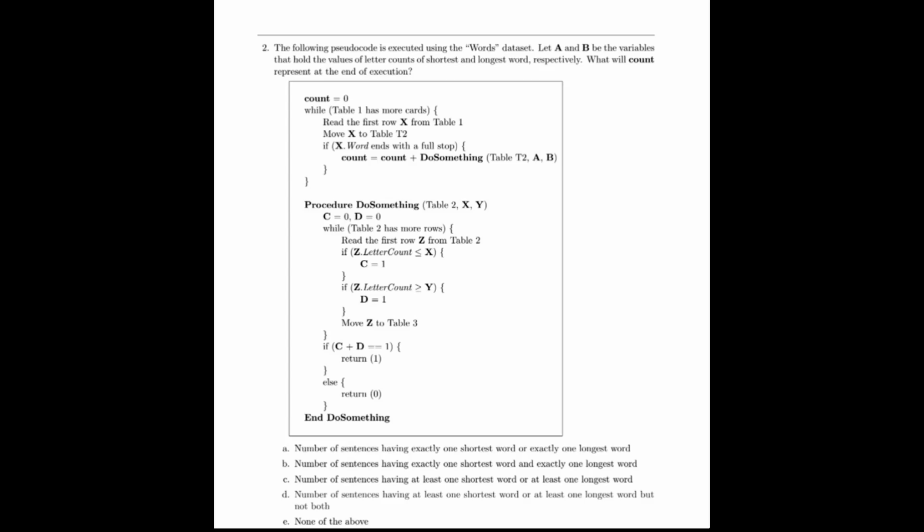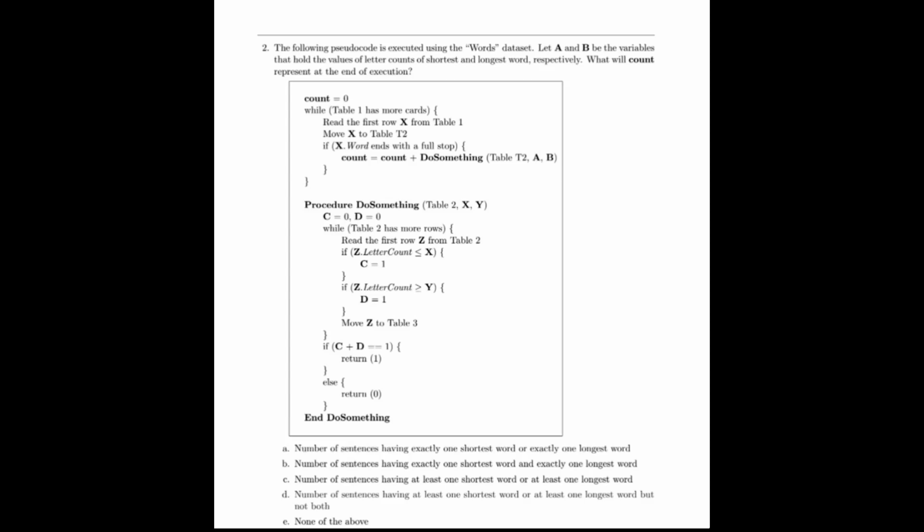So the code written is: count equals 0, while table 1 has more cards, read the first row X from table 1, move X to table 2. If X dot word ends with a full stop, count equals count plus do something, in which they have given the parameters as table T2, A and B.